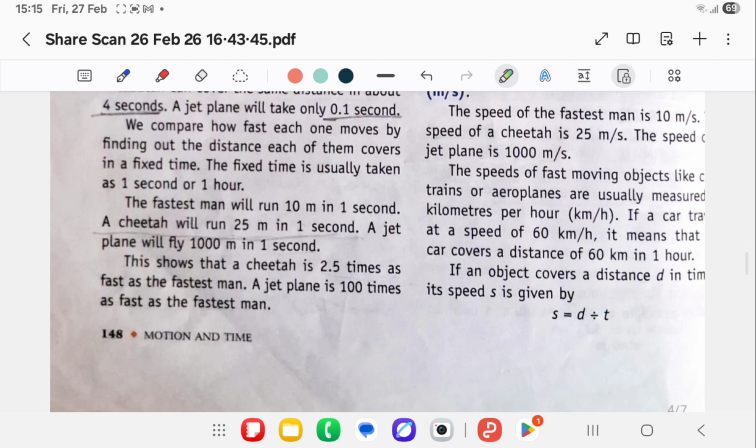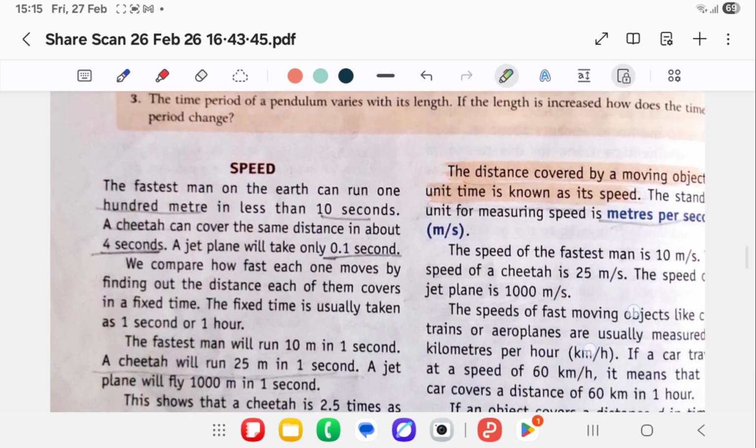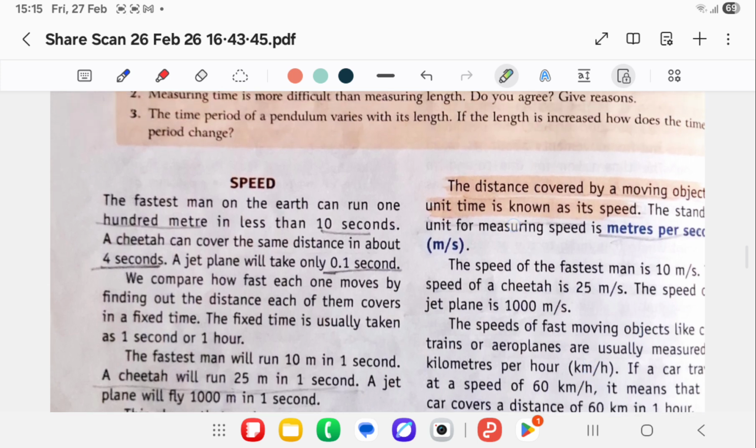Now if we keep the time standard and ask how much distance is covered in 1 second, the fastest man covers 10 meters in 1 second, the cheetah covers 25 meters in 1 second, and the jet covers 1000 meters in 1 second. So you can see the definition: the distance covered by a moving object in a unit time is termed as speed.